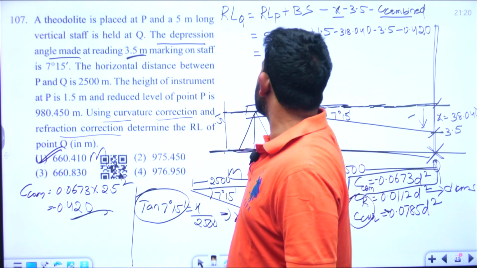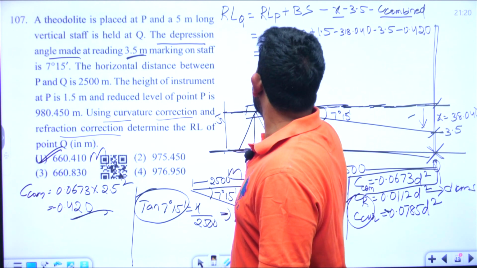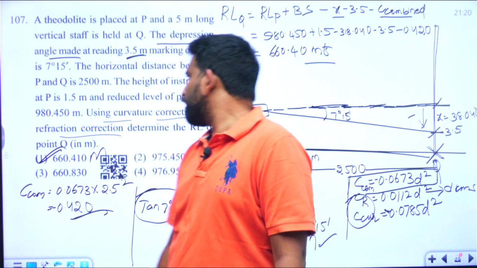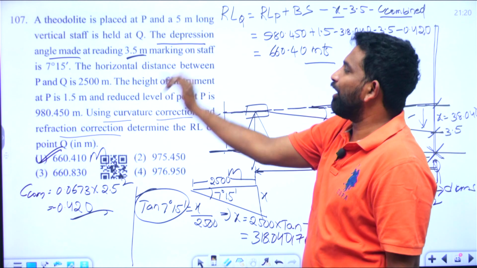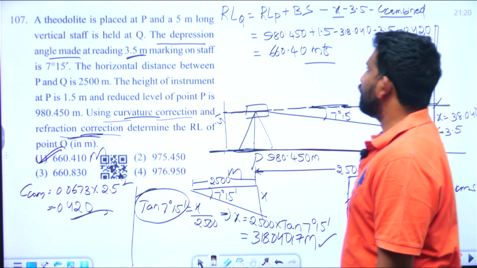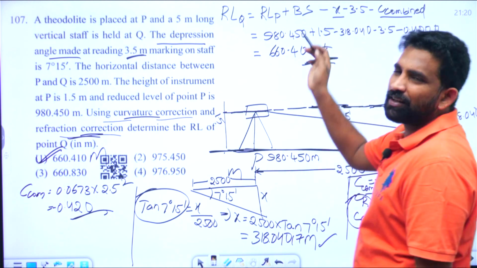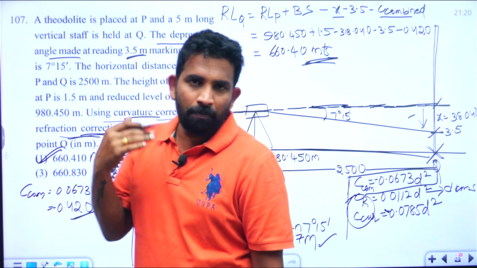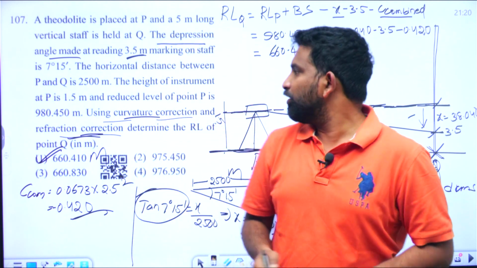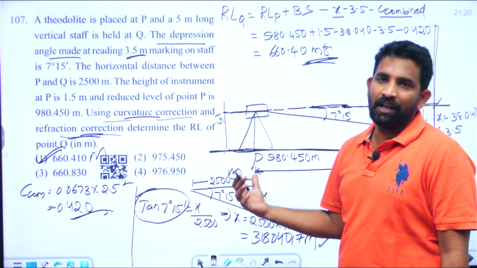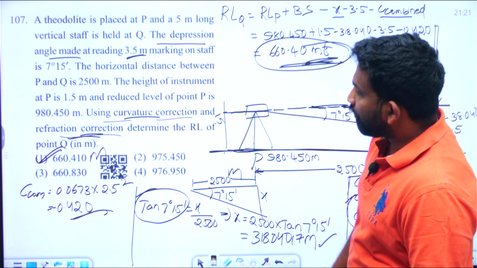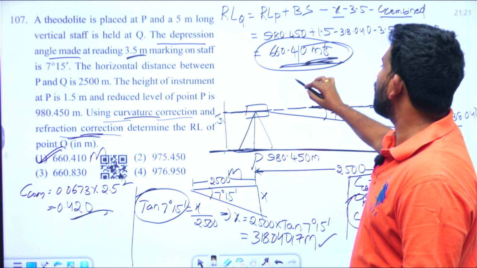Actually, this is also a kind of previous GATE question. The values might have changed, but the same pattern of question was there, in which we have to use the curvature correction and the refraction correction to determine the RL of some other point. So in this manner we have to solve this kind of question. The method is easy, and it is very easy when we are allowed a calculator, but here no calculator was allowed, so we have to deal with the calculations. No other option was left. After the calculations, we get an answer of 660.410, which will be the correct answer for this.